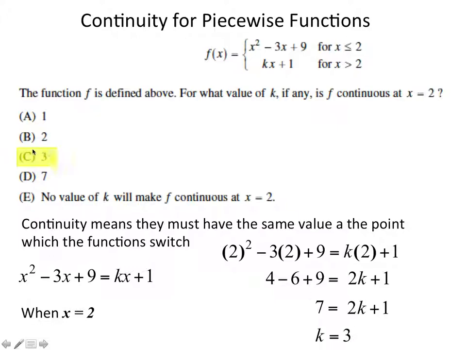So the answer here is C. A k value of 3 will force continuity in this piecewise function. So when k is equal to 3, we stick it in here, the function value is equal to 7. And when x is equal to 2, well, we don't have a k here, but this function value is 7. Those function values match.